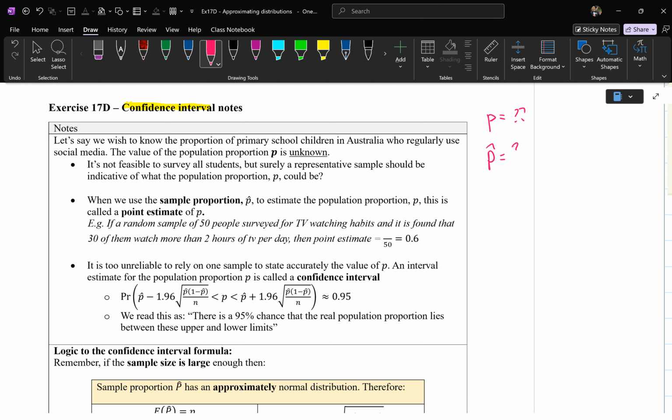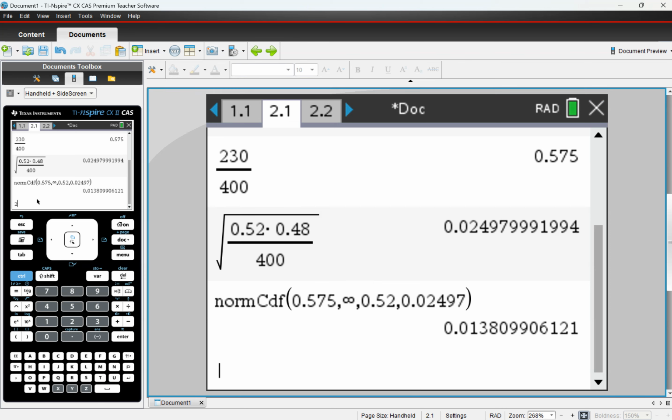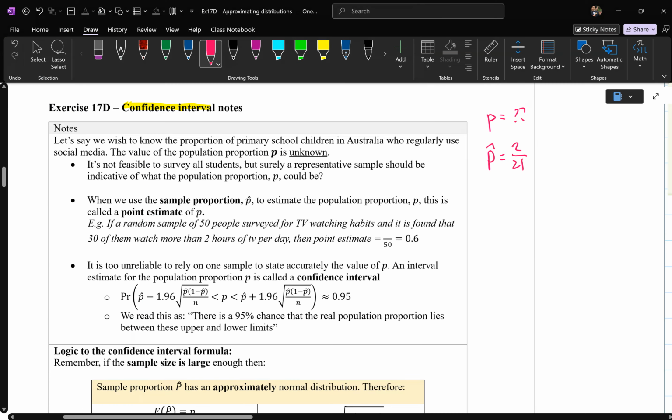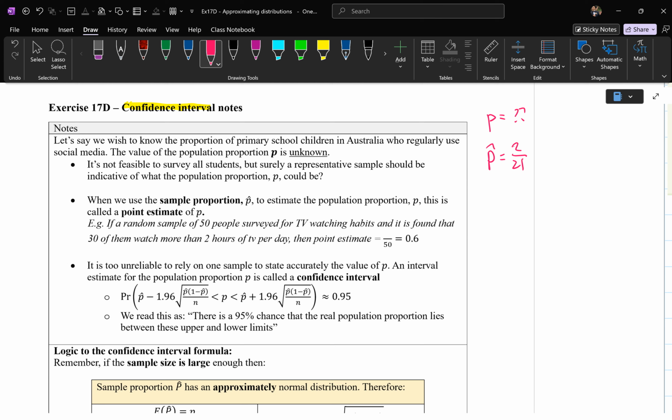Now, that 2 out of 21, here's the question. How confident can I be that 2 out of 21, as a percentage, let's work it out. What's 2 out of 21? It's about 9%. Let's just say 9%, 10% for a good measure, right? How confident can I be that 10% of students in the state will like studying? How confident can I be that this is true? That's what this study is about. So 17D is about finding how confident can I be.